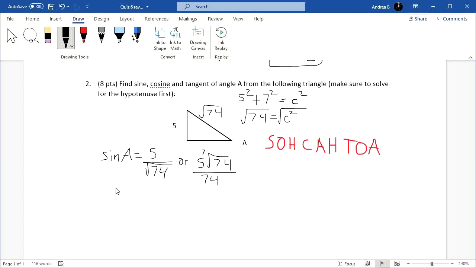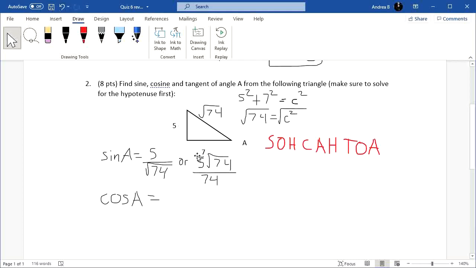This is done by multiplying the top and the bottom of that fraction by the square root of 74 and then simplifying. Similar thing for our cosine. Cosine, we can abbreviate as cos, for cosine of our angle A equals, and then we have our adjacent side, which is our 7 there.